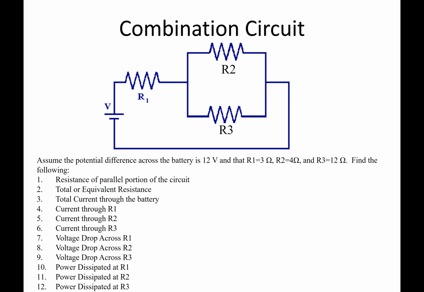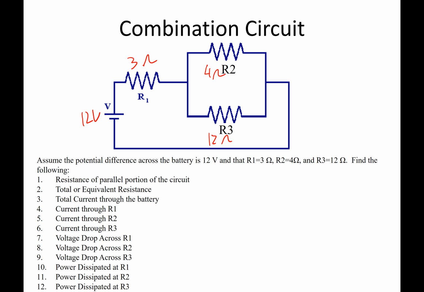So here's a combination circuit. We're told that the battery voltage is 12 volts. The resistance of R1 is 3 ohms. The resistance of R2 is 4 ohms. And the resistance of R3 is 12 ohms.